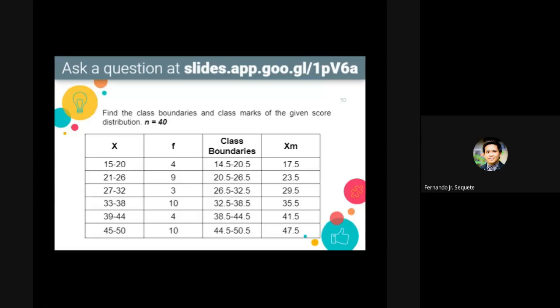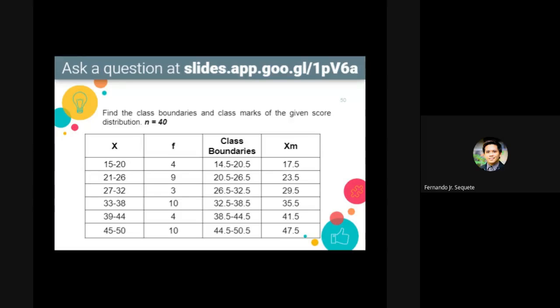Okay, therefore, you have to get the midpoint value from the first column. So 15 plus 20 divided by 2, you get 17.5. Sir, can I write 18? No. Dapat makita talaga na 17.5 ang gitna ng 15 to 20. Do not write 18. Ayaw siya i-round off. Nakuha? Yes, sir.